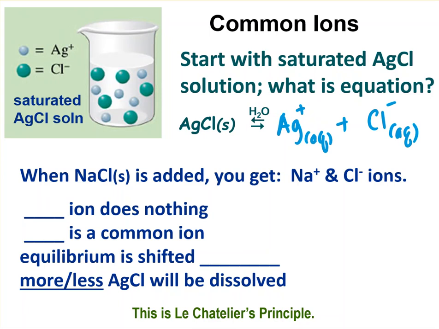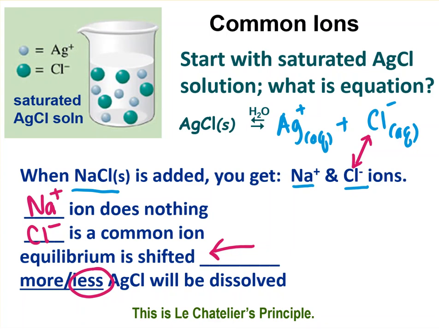Okay, if we add sodium chloride to that, we're adding both sodium and chloride ions. And so the common ion, what we mean by common ion, is the chloride. The sodium does nothing because it's not part of the equilibrium. The chloride is our common ion. And so if we add some product, the equilibrium will shift to the left because of that. And shifting to the left means we're going to get a precipitate. So less will be dissolved.